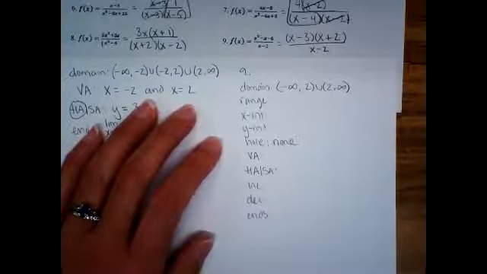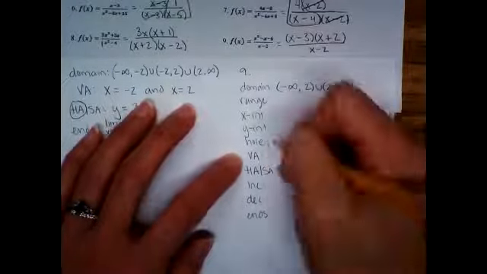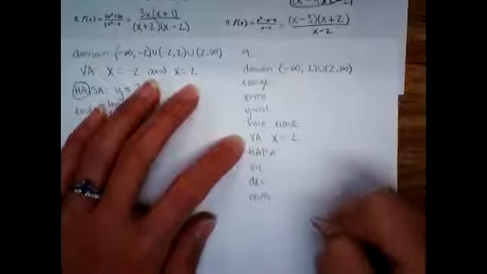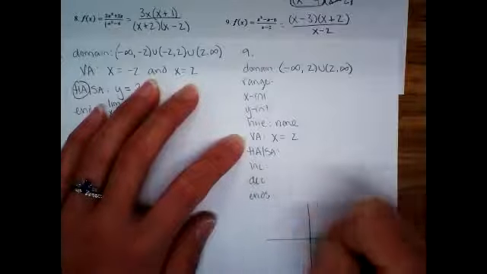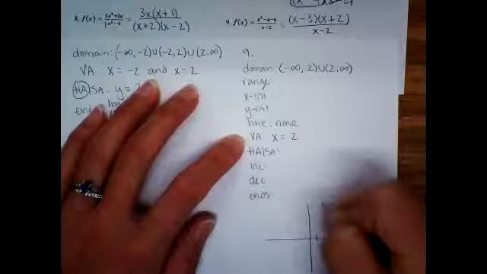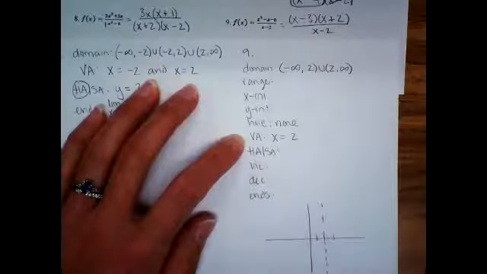So if 2 isn't the hole, what is 2? Vertical asymptote is x equals 2. And I like to graph it as I go along, so I'm going to go ahead and put that in at 2.